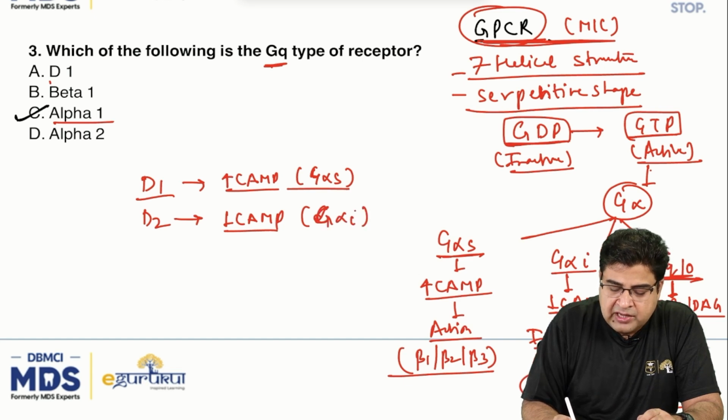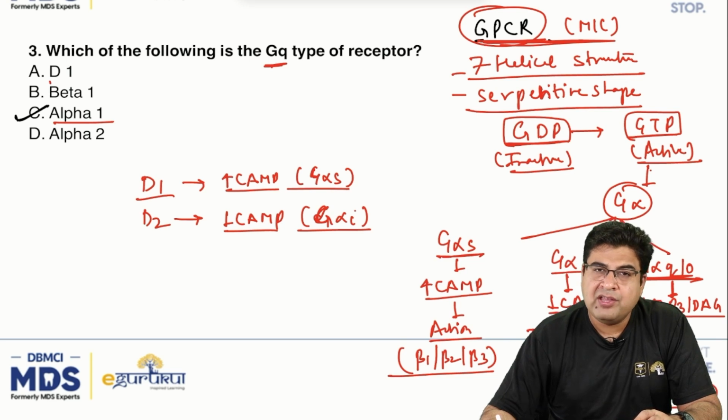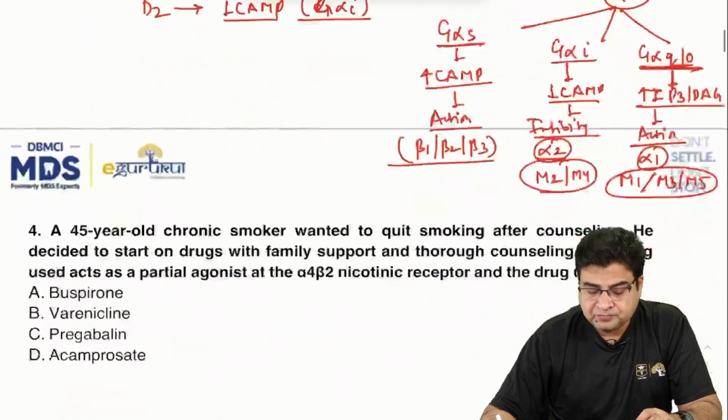So this is G alpha I. So G alpha S, G alpha I are two things. So question number 3, answer is C alpha 1.